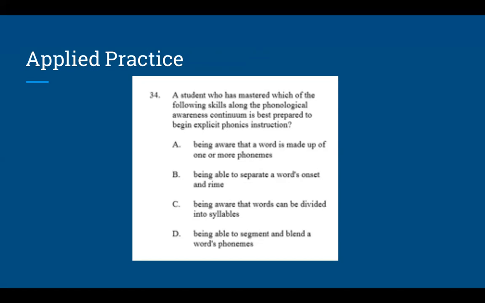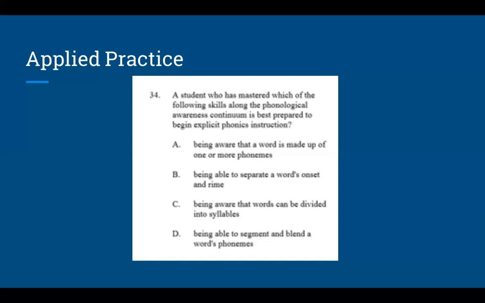So the options are A, being aware that a word is made up of one or more phonemes. B, being able to separate a word's onset and rhyme. C, being aware that words can be divided into syllables. Or D, being able to segment and blend a word's phonemes. So you can go ahead and pause the video if you want to think about that, and then we'll go over the answers.